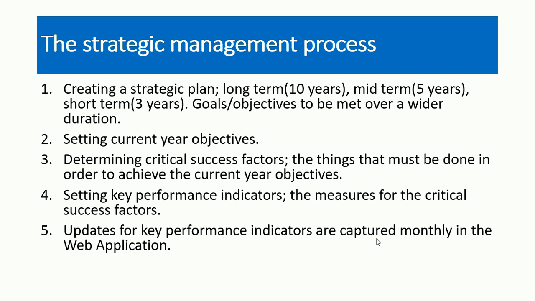Different departments then go on to set current year objectives in the different years of the strategic plan to contribute to the achievement of the long-term objectives. The next step involves determining critical success factors, which are the things that must be done in order to achieve the current year objectives. Following that, key performance indicators are set, which are the measures for the critical success factors. Updates for key performance indicators are captured monthly in the web application.